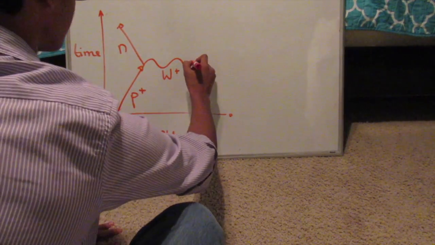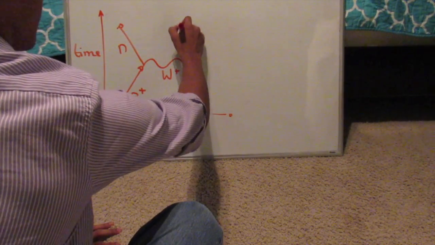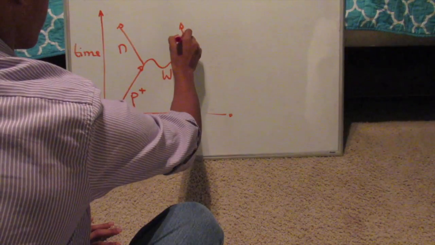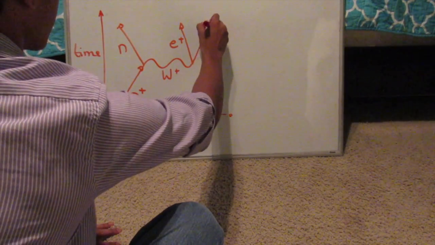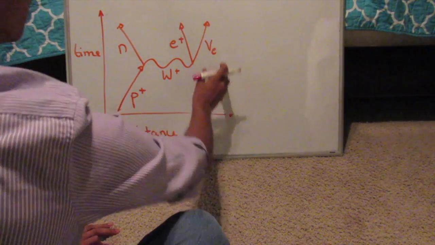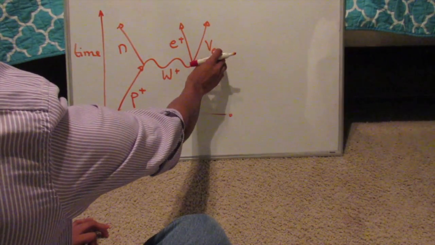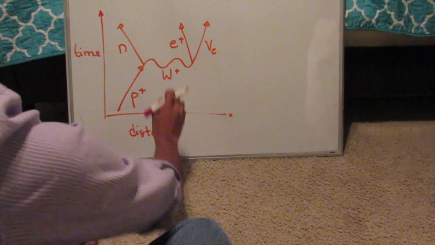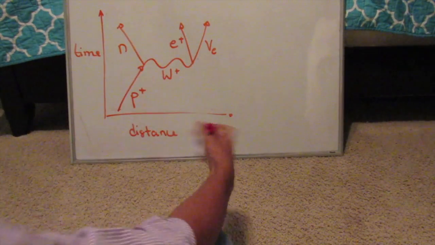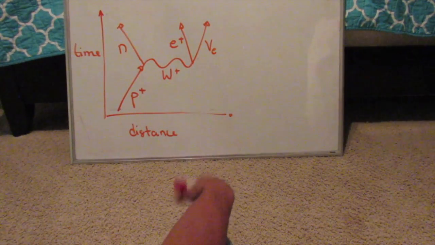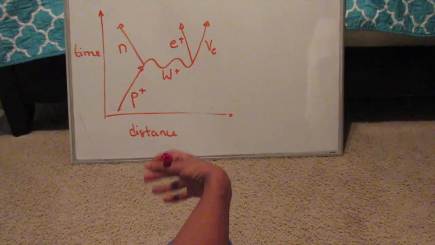What happens is after this force-carrying particle appears, it quickly decays into a positron and an electron neutrino. For our purposes, think of this neutrino as being similar to an electron, but with much less mass and no charge. This positron can be considered to be similar to an electron in that it has the same mass, but it has a positive charge versus the electron's negative.